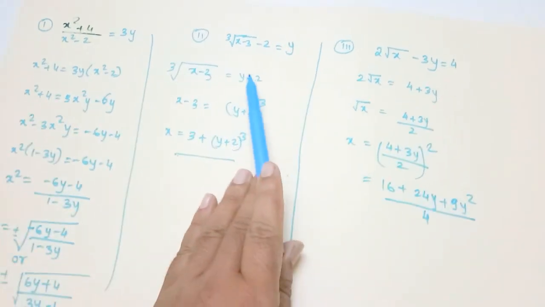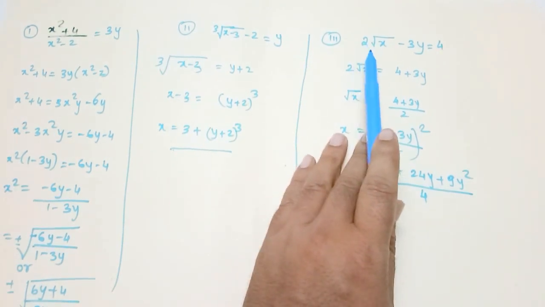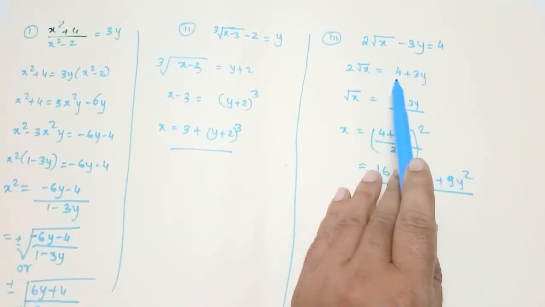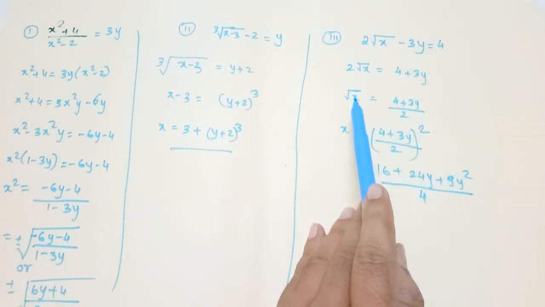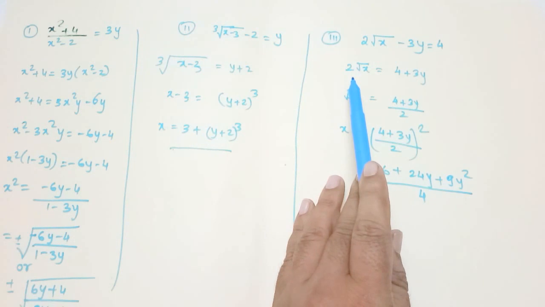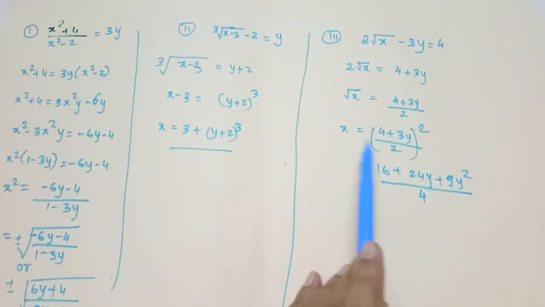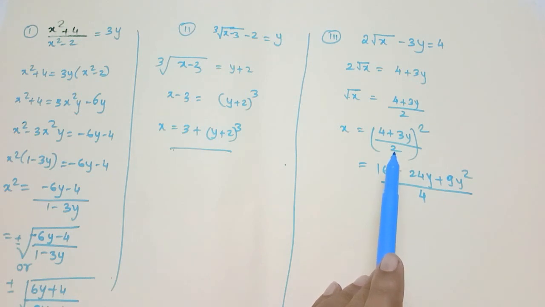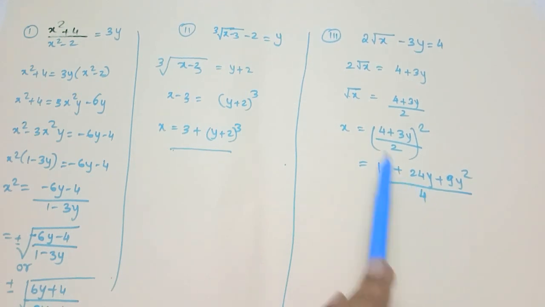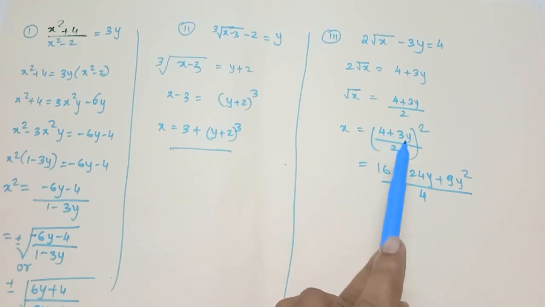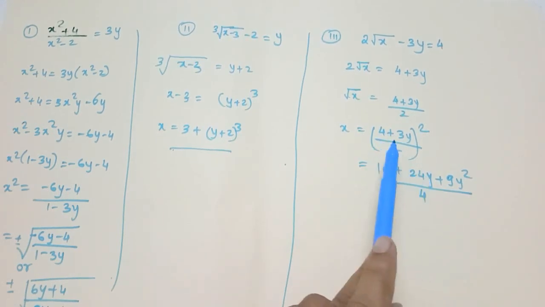Coming back to the last example, that's your 2 times square root of x minus 3y equals 4. First you send 3y to the other side, so you're going to get root x equals 4 plus 3y divided by 2, because 2 is multiplying here. And if you square the other side, you're going to get x equals 4 plus 3y the whole square upon 2. And if you open up the bracket with a plus b the whole square, it's going to be 16 plus 4 3s are 12 times 2.